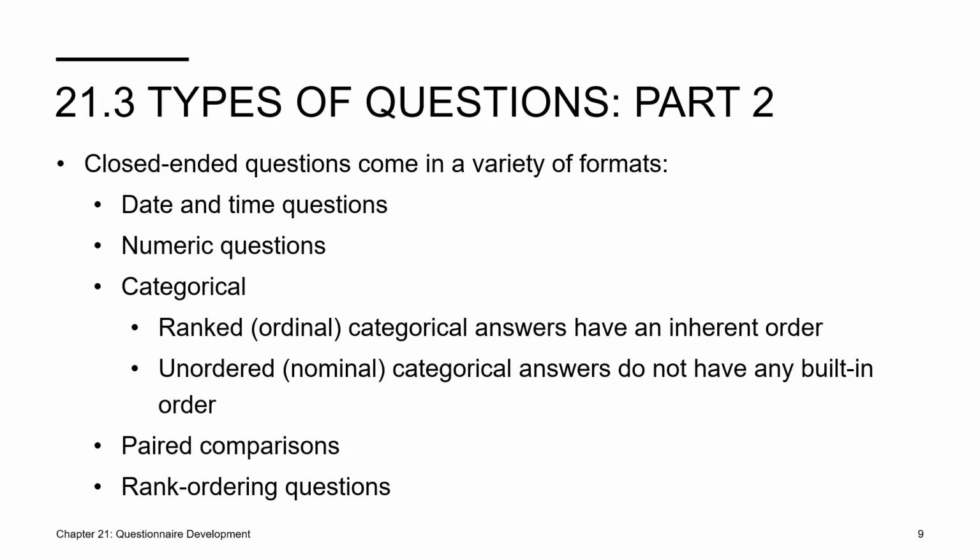Or you could have unordered categories, and they don't have a set number. So something like someone's race and ethnicity, you would just list them and then they would be assigned numbers, but it's not that one category is better than the other. Oftentimes the 1 is either Hispanic or non-Hispanic white, and then you would go through 2 non-Hispanic Black, 3 non-Hispanic Asian, and include the different categories there. You can also have paired comparisons and rank ordering questions.